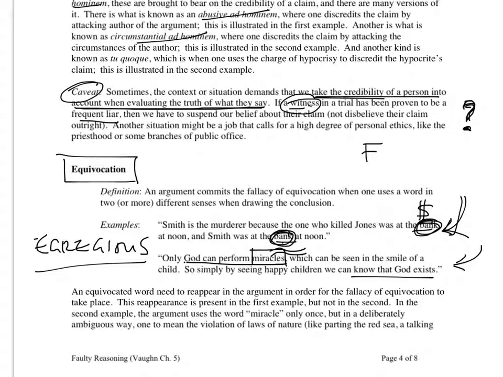The reason why this is an equivocation is because the term miracle, in the sense that is supposed to prove God's existence, is a sense where some event occurs that goes against the laws of nature, like Moses and the burning bush, or Jesus turning water into wine, or walking on water, things like that. These things are events that go against the laws of nature.